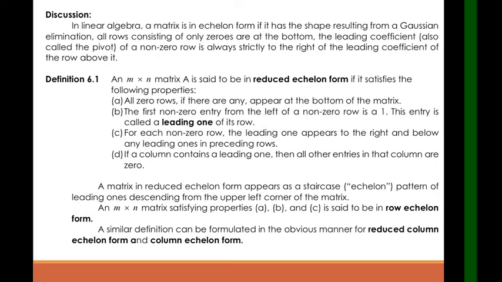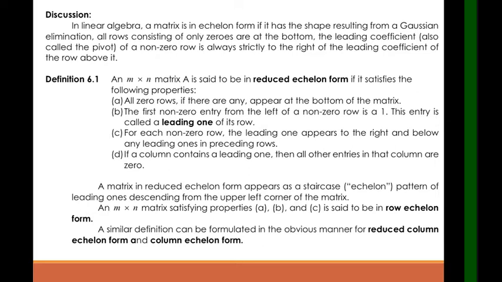So, in definition, an m by n matrix A is said to be in reduced echelon form if it satisfies the following properties. Letter A. All zero rows, if there are any, appear at the bottom of the matrix. So lahat daw ng zero nasa bottom ng matrix. Letter B. The first non-zero entry from the left of a non-zero row is a 1. This entry is called the leading one of its row. So dapat 1 daw yung leading.